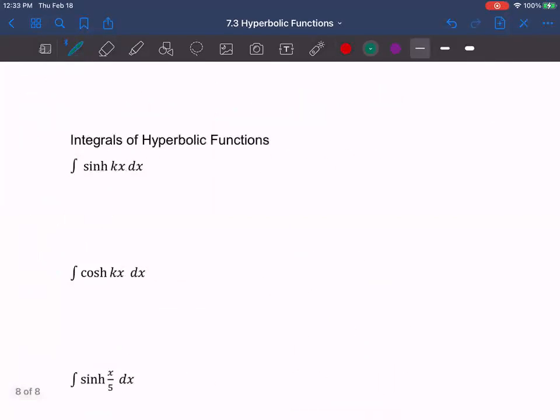Let's go on to the next page. And let's do some integrals. These should be not so bad, right? So think about this. d/dx of cosh of kx is k sinh of kx, right? And d/dx of sinh of kx is k cosh of kx, right? Chain rule.